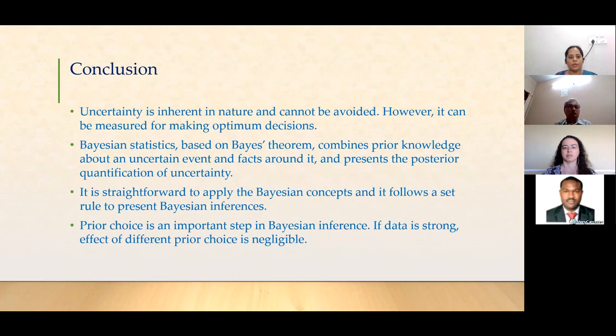So we have reached the conclusion that uncertainty is inherent in nature and cannot be avoided. However, it can be measured for making optimum decisions. Bayesian statistics, based on the Bayes theorem, combines prior knowledge about an uncertain event and facts around it and presents the posterior quantification of uncertainty. Bayesian statistics is straightforward to apply, and it follows a set rule to present the inferences. The prior choice is an important step in Bayesian inference. If data is strong, the effect of different prior choices is negligible.